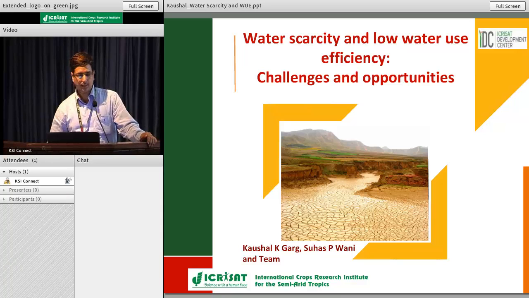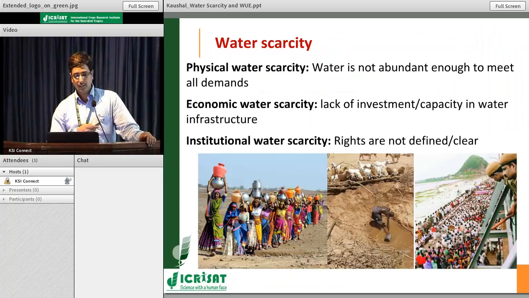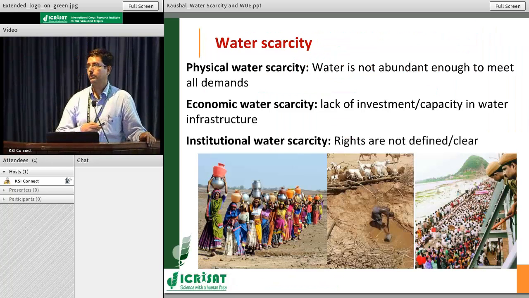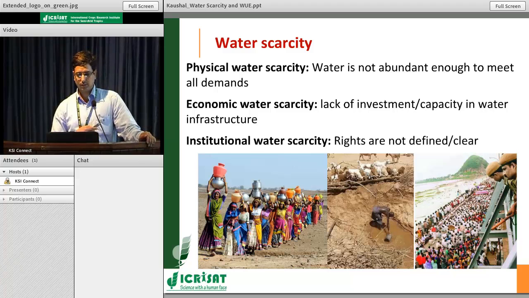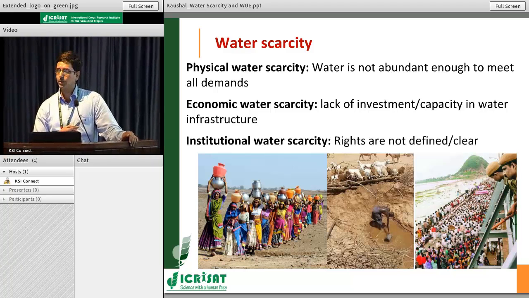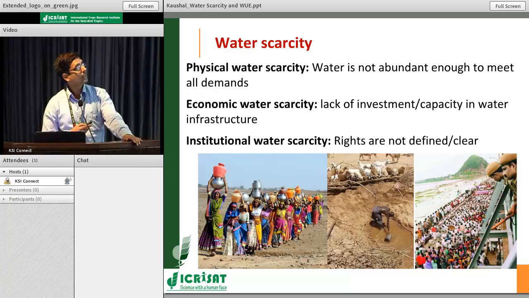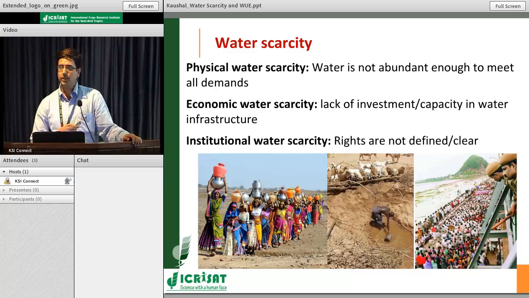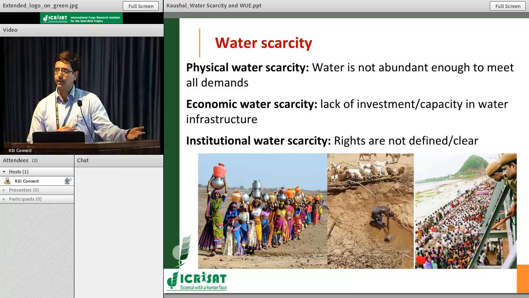So I start with the definition of water scarcity and what types of water scarcity we have. Water scarcity is defined in three ways: physical water scarcity, economic water scarcity, and institutional water scarcity. Physical water scarcity means there is in fact no water available, like in Rajasthan in Jaisalmer, where 300 millimeter of water is there and demand is huge.